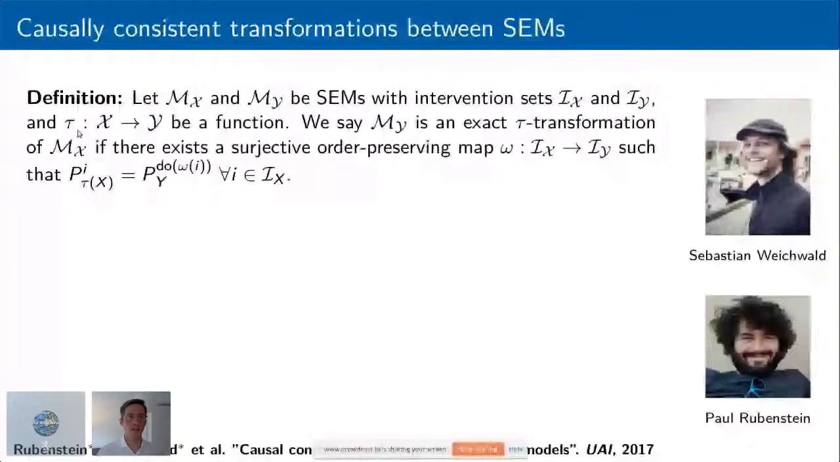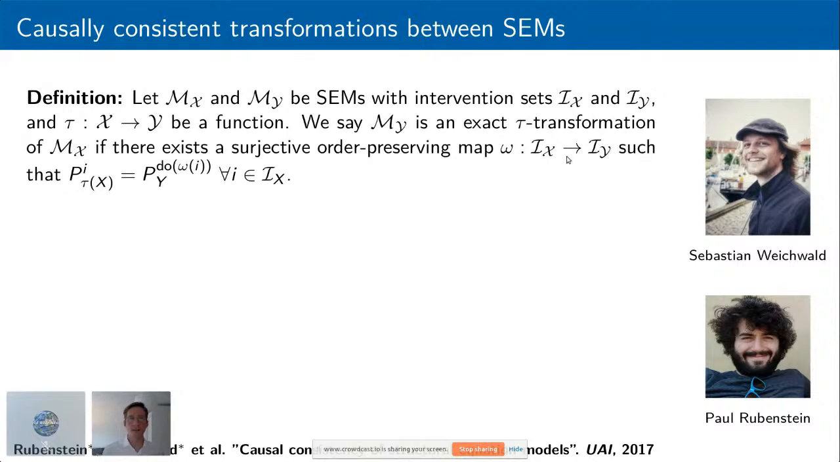So this is kind of the observational mapping. Then we say that My, the macro model, is an exact tau transformation of the micro model Mx if there exists a surjective and order-preserving map omega that maps the interventions to one another. So for every intervention on the x level, omega maps that intervention to an intervention on the y level. And this intervention map should be surjective, so that you can map many micro-level interventions to one macro-level intervention, and order-preserving, such that if you combine and compose multiple interventions on the micro level, you should also be able to do these compositions on the macro level of the matching interventions.